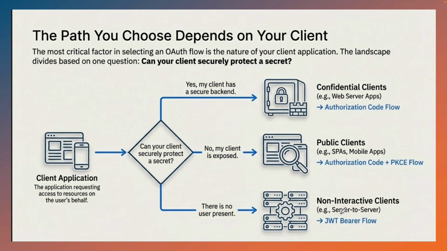But again, under OAuth 2.0, as we have discussed in our playlist as well, there are lots of different flows, and most of the time it is confusing when to go for what kind of flow. The important factor to make that decision depends on your client. Like, can your client securely protect a secret? Based on this particular answer, you can easily decide what kind of flow you should go for. So let's say I have one client application which is requesting access to the resources on the user's behalf. Now this is the question that can be answered: can your client securely protect a secret?